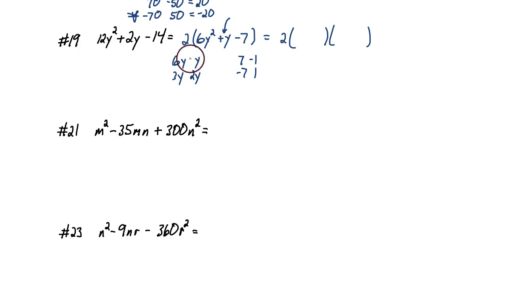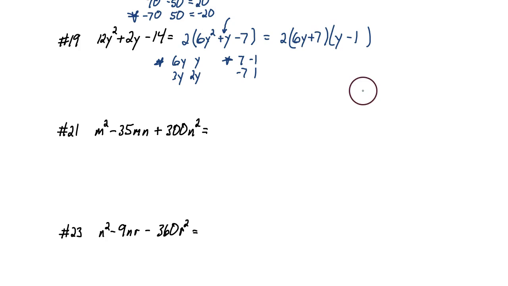I notice that there's a 6 involved in this pair of numbers and a 7 involved in this pair of numbers, and the difference between 6 and 7 is 1 unit. So I think that using this pair and this pair might work. Let's go 6y times y, and then positive 7 and negative 1.